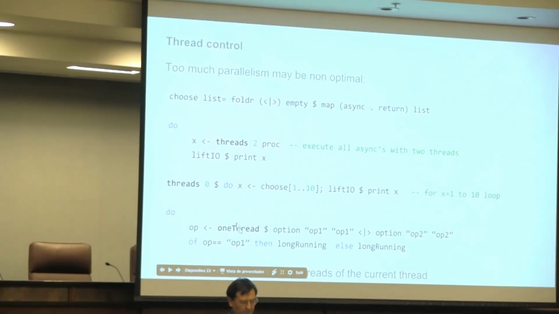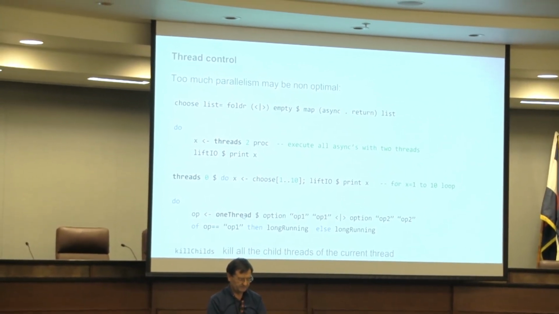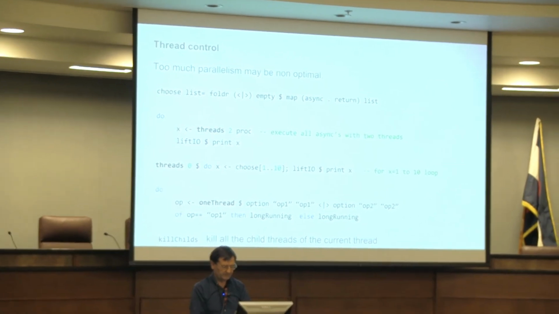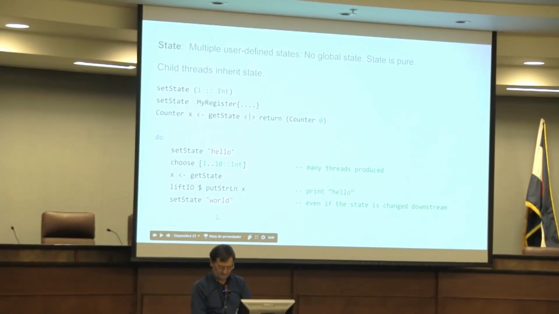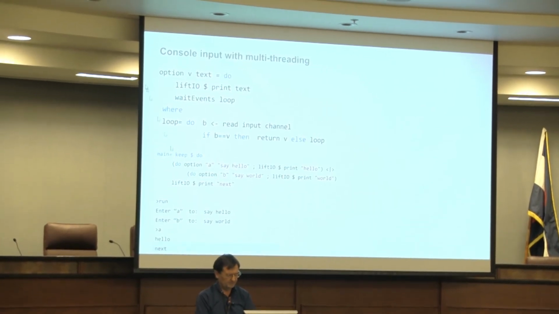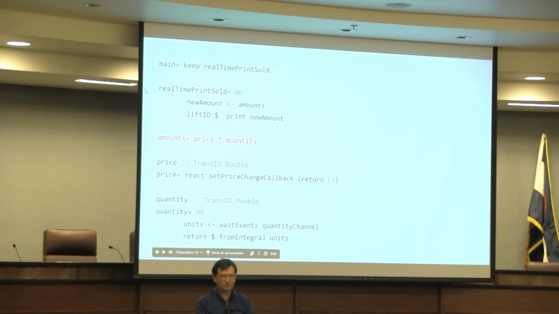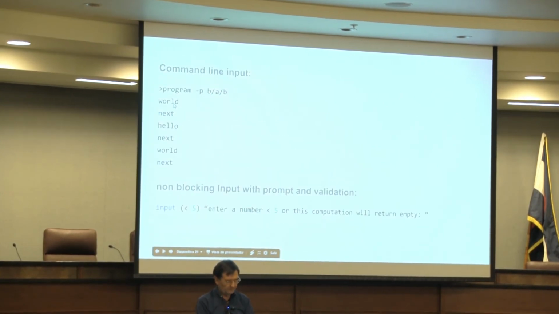More things. Well, one primitive is to kill sibling threads. Kill the child threads. This is a way to manage threads without using explicit pools. More.